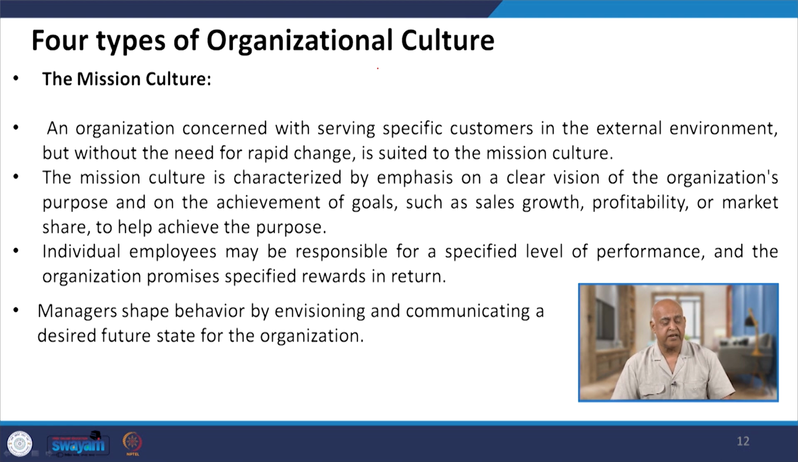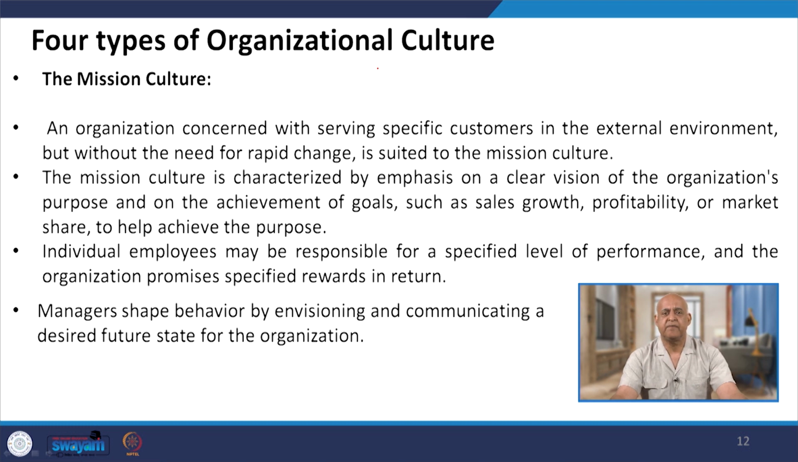In the mission culture, an organization is concerned with serving specific customers in the external environment, but without the need for rapid change. The mission culture is characterized by an emphasis on a clear vision of the organization's purpose and on the achievement of goals such as sales growth, profitability or market share to help achieve the purpose. Individual employees may be responsible for a specific level of performance and the organization promises specified rewards in return.